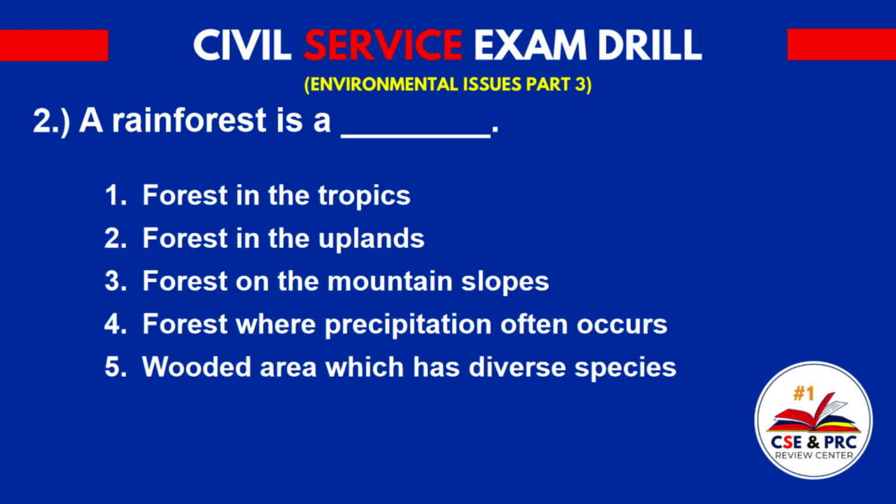Number 2, a rainforest is a 1. Forest in the tropics. 2. Forest in the uplands. 3. Forest on the mountain slopes. 4. Forest where precipitation often occurs. 5. Wooded area which has diverse species. The answer is 1. Forest in the tropics.